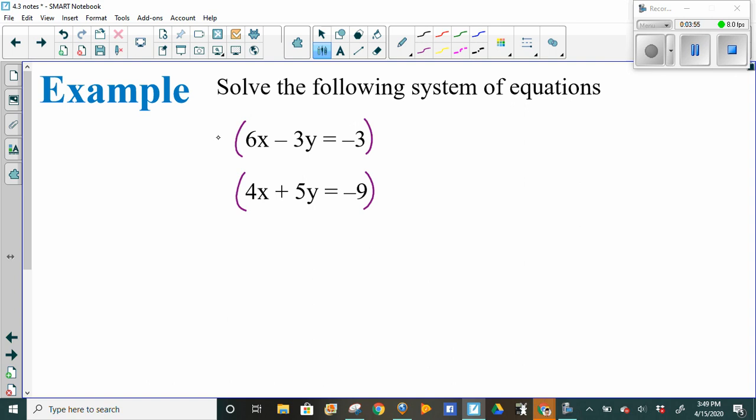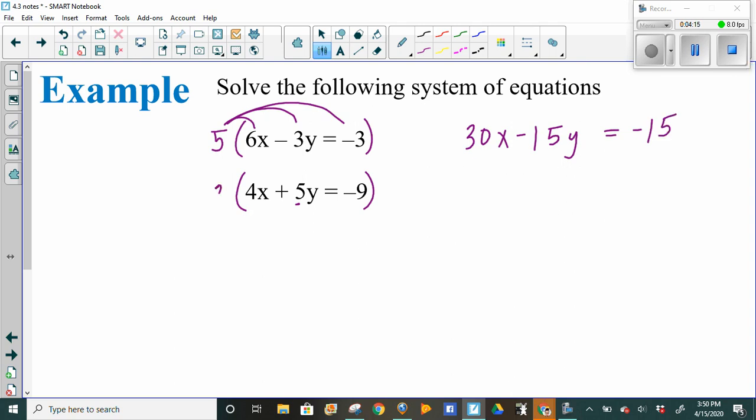So what I'm going to do is take this equation and this equation, and I'm going to multiply this equation here by 5. I'm choosing 5 because that's what's in front of the y value. When I multiply everything by 5, I distribute that 5 to everything. So I get 30x minus 15y equals -15.